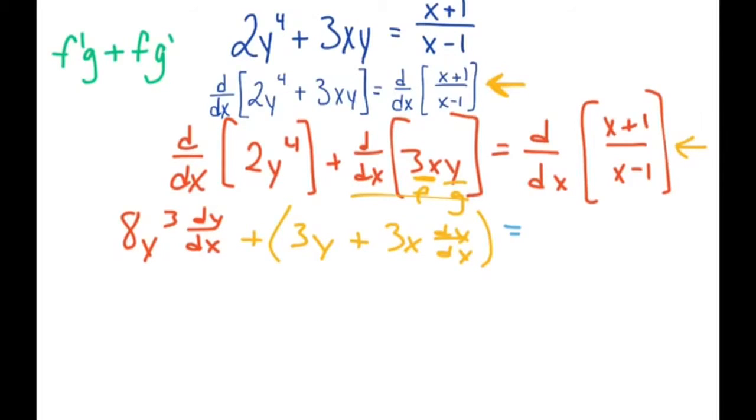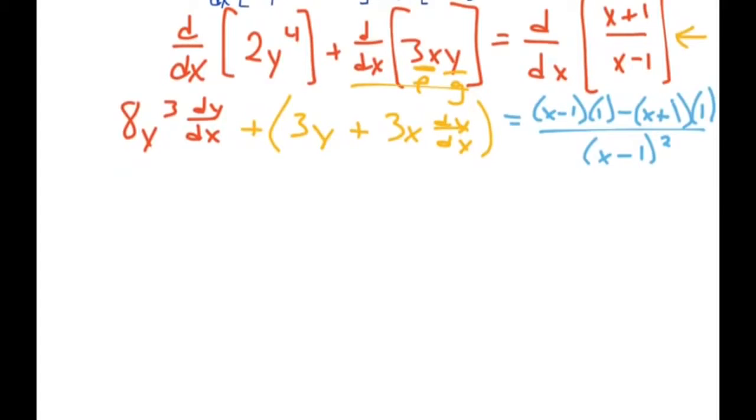And then for the right side, you would have to use quotient rule. So you would do low d high minus high d low. So low, x minus 1, times the derivative of the top, which would just be 1, minus high, x plus 1, times the derivative of the low, 1, over x minus 1 squared.